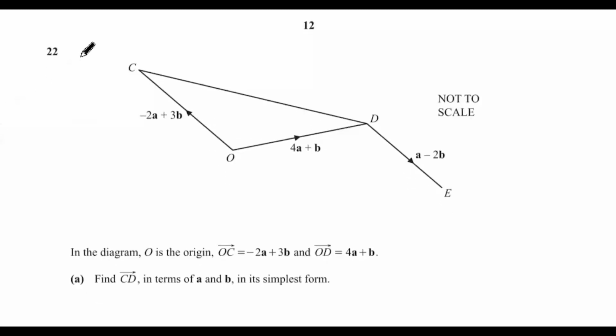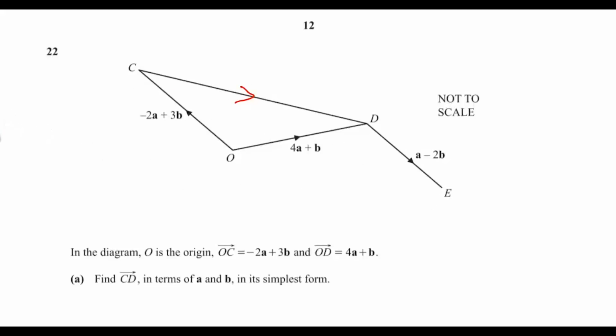So this is paper question 22 from paper 058022 May June 2018. In the diagram, O is the origin, and OC is equal to negative 2a plus 3b, and OD is equal to 4a plus b. Find CD. That means we want to move from C to D, so we want to move towards this direction.